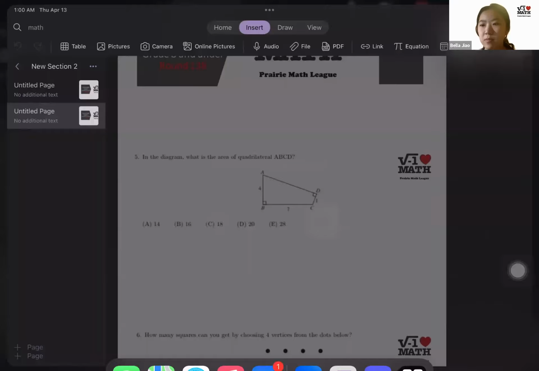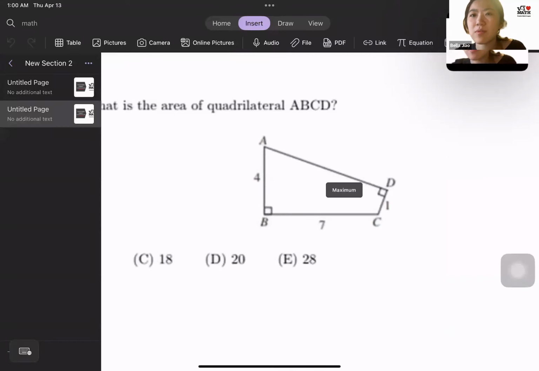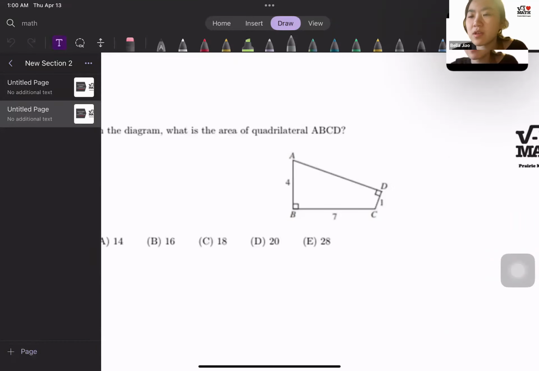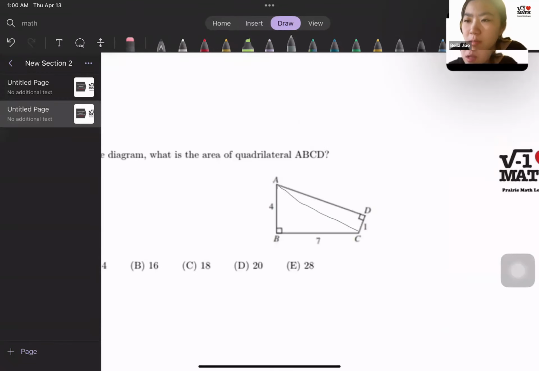Okay, first question: what is the area of quadrilateral ABCD? This is a relatively simple question because you could probably just draw a line here, and ideally this line would be straight, but because my hand is wobbly, it's not. Otherwise, you notice that these are both right-angled triangles, so you could find the height here, and then the base is here and here. You can multiply the base times the height and then divide by 2, and then you'll find the answer.